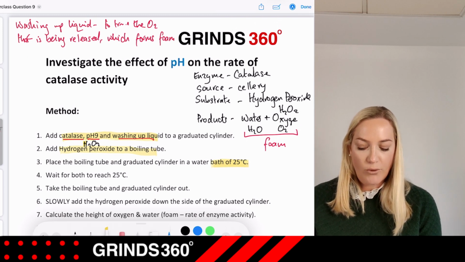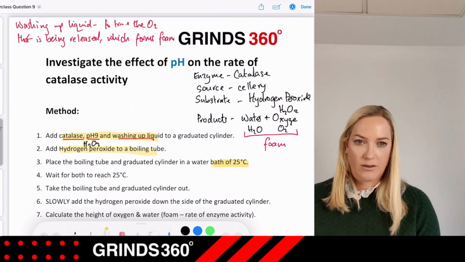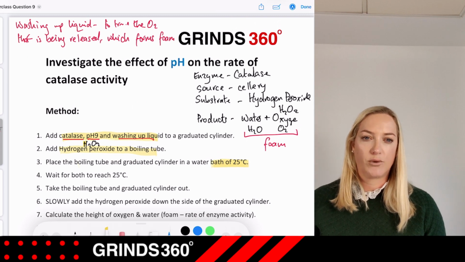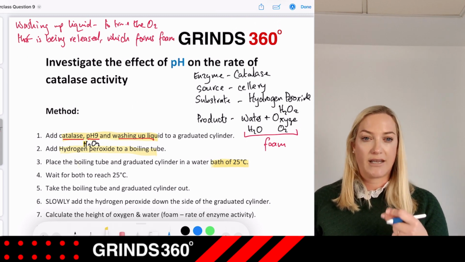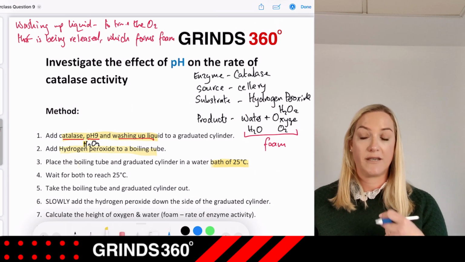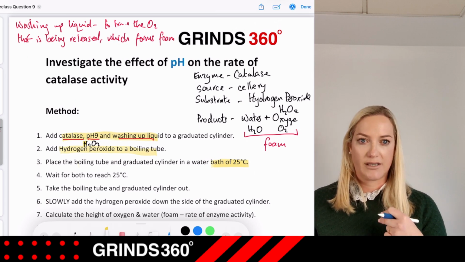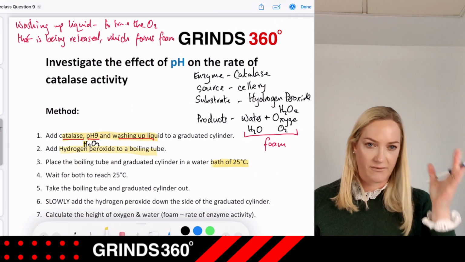Now, why am I putting the boiling tube in the water bath? Because your boiling tube of hydrogen peroxide would have been handed to you maybe in a syringe. That's what I would do in school. I'd have that syringe, and that has come from the fridge or the freezer. That's where your hydrogen peroxide has come from. Fridge. I'm thinking of getting confused with ethanol.